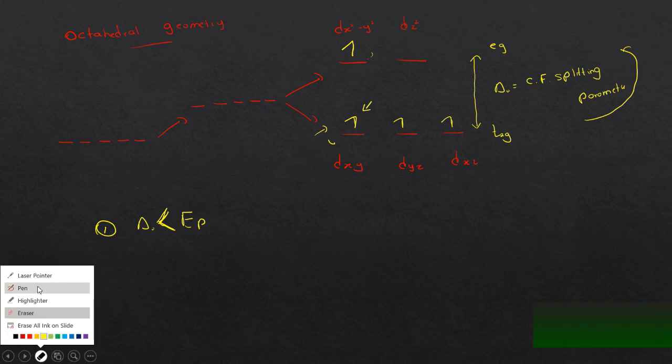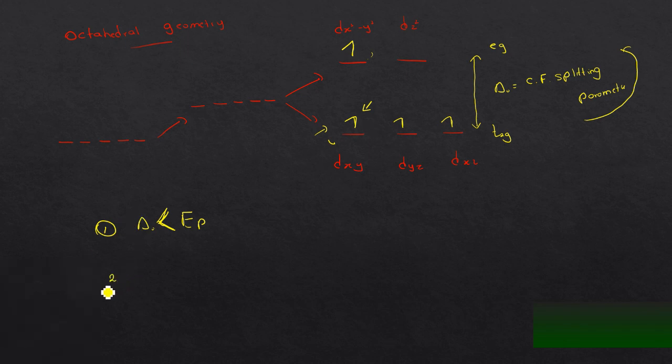But if it is the other way around, case number 2, where delta O is larger than the EP, now the pairing energy is much smaller, right? So if I need to put my electron over here, there is a much larger energy barrier which is hard to overcome. But instead of that, I can easily put the electron over here by overcoming this small pairing energy barrier. This is the case.